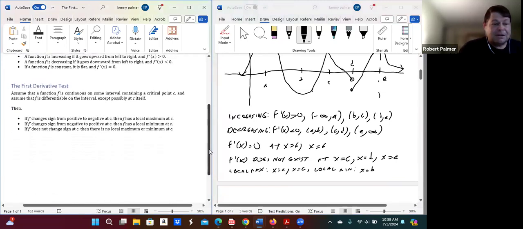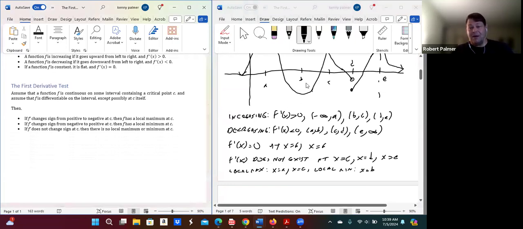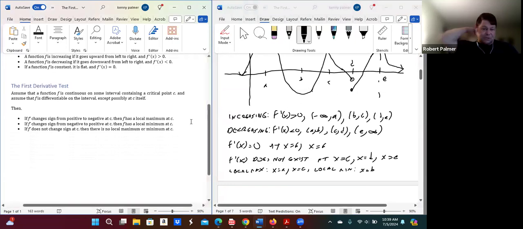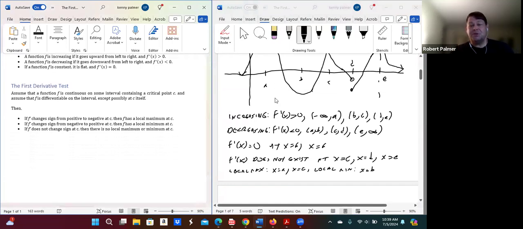Okay, so the first derivative test says, assume a function is continuous in some interval containing a critical point C. Remember, a critical point is a place, like we saw here, A, B, C, D, and E, where the derivative is either 0 or doesn't exist. And here we're talking about continuous functions, so we're just going to focus on places where it's continuous.